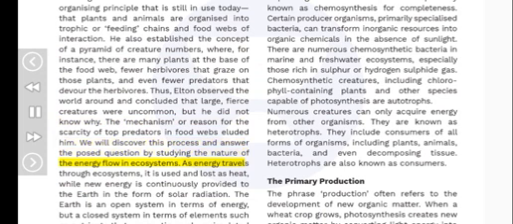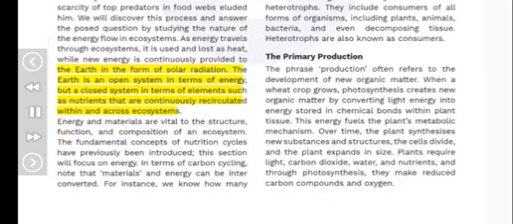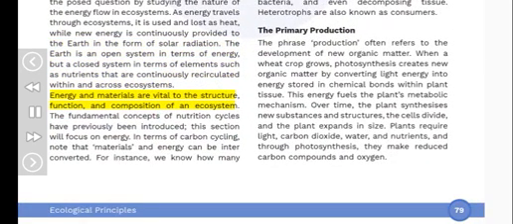As energy travels through ecosystems, it is used and lost as heat, while new energy is continuously provided to the Earth in the form of solar radiation. The Earth is an open system in terms of energy, but a closed system in terms of elements such as nutrients that are continuously recirculated within and across ecosystems. Energy and materials are vital to the structure, function, and composition of an ecosystem.